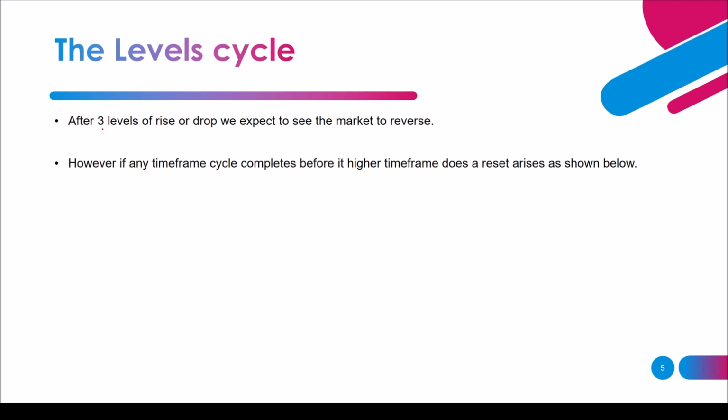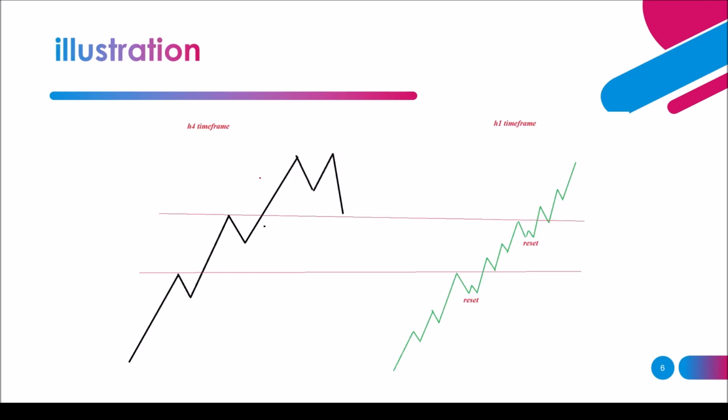After 3 levels of rise or drop, we expect to see the market reverse. At level 3, there is a higher probability of seeing the market come in or reverse. However, if any time frame cycle completes before its higher time frame does, a reset arises, as shown below.